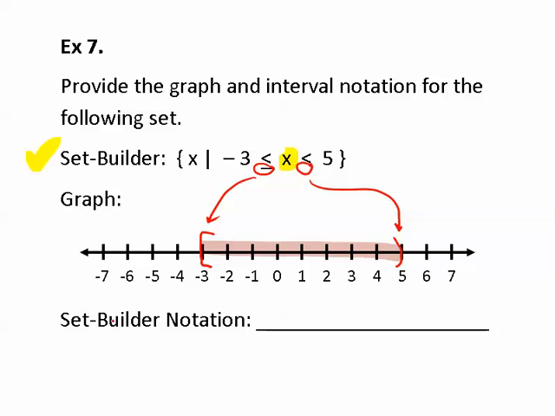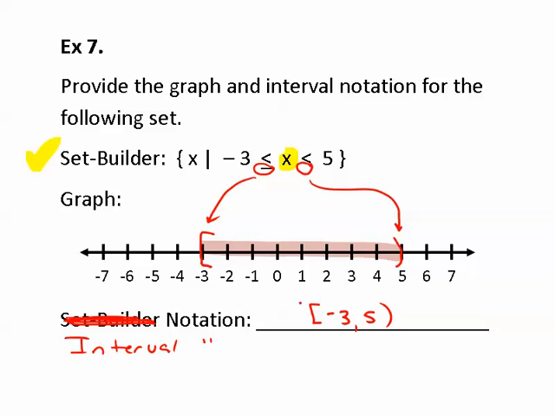As you can see, there is a mistake here. It's saying set builder notation. This actually should say interval notation. So we're going to take care of that now. What about the interval notation? Well, that's easy. It goes from -3, all the way up to +5.